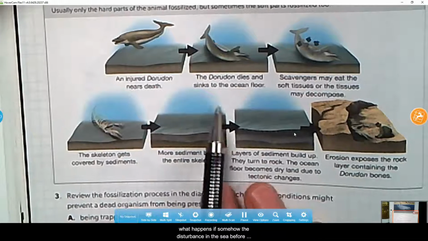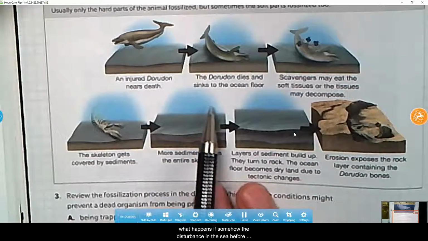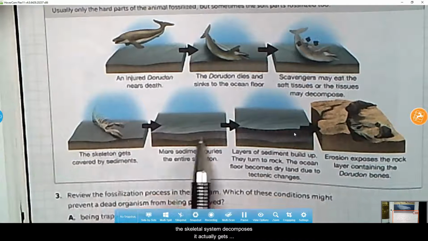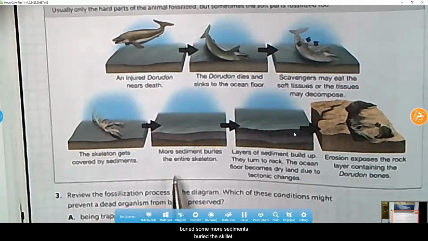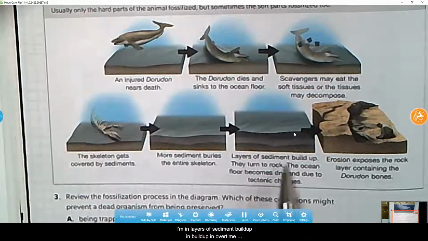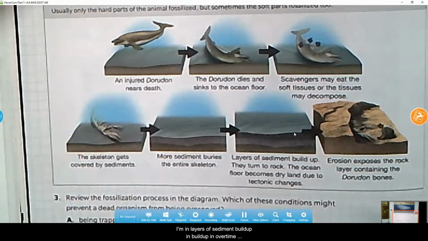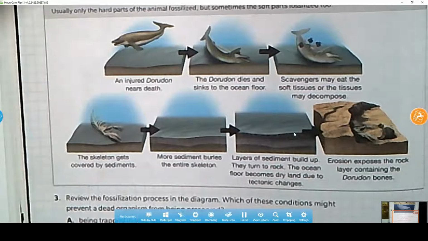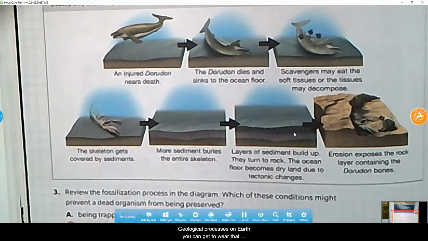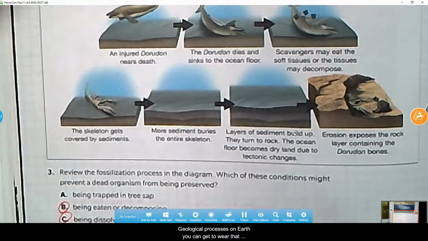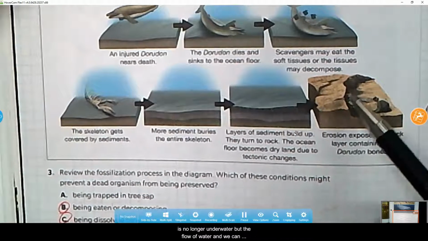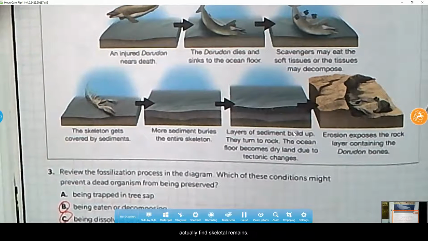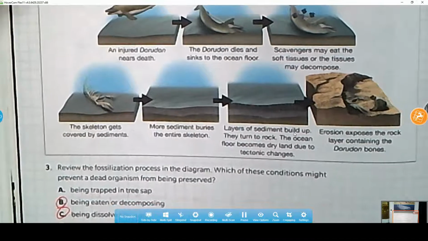So basically what happens is somehow a disturbance in the sea, before the skeletal system decomposes, it actually gets buried. So more sediments bury the skeleton. And then layers of sediments build up, and over time, those sediments actually can turn into rock. And then through different geological processes on Earth, you can get to where that is no longer underwater, but above water, and we can actually then find, every once in a while, those skeletal remains, which is what happened to that whale in the picture.